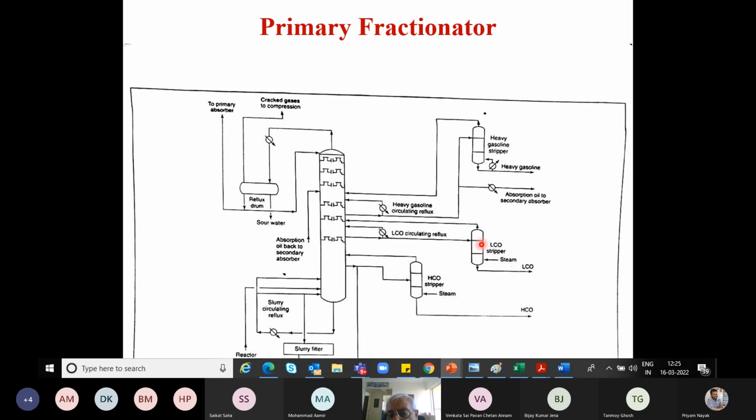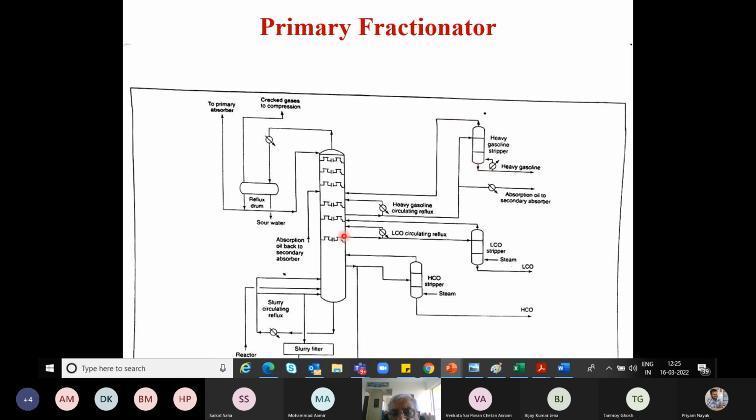LCO is actually something boiling between 360 to 430 degrees, something like that, in that range, at atmospheric pressure. And then you have the rest of the gases going through. You can actually separate out heavy gasoline as well. So this is the pump-around for that, and then you separate out the heavy gasoline with a reboil stripper.